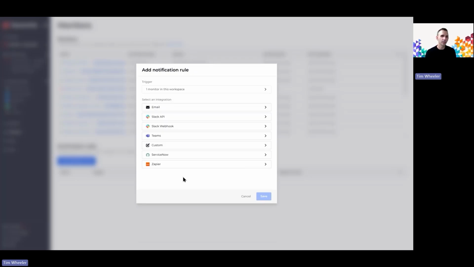So I can email it to myself, I can Slack it, I can put it on a Teams channel, ServiceNow, or I can use Zapier or custom webhooks. Pretty much get it into any tool I want, so that instead of relying on me to look at the dashboard, it will tell me when there's something important to look at.